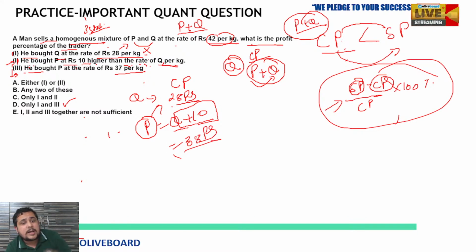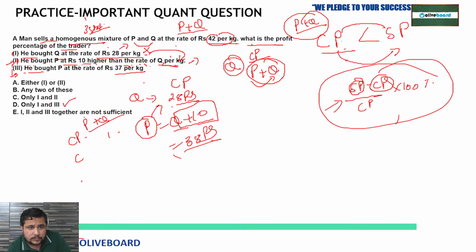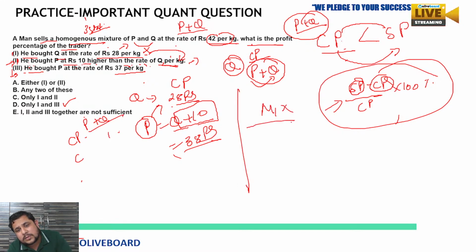Because first alone is not sufficient, even second alone is not sufficient. But if we merge first and second, we will get the cost price of P and the cost price of Q. But when we are talking about a mixture, can you determine how much you invested, or their proportion depends on the cost price of the mixture? Or can you directly decide, okay, we know the cost price of the first material and second material, so now we can get their mixture price also? Or does their quantity proportion in the mixture decide the cost price?